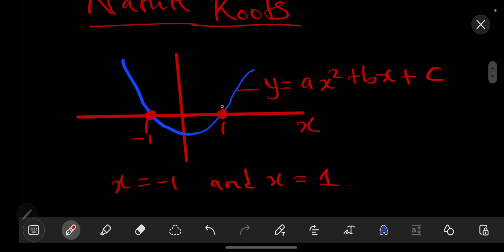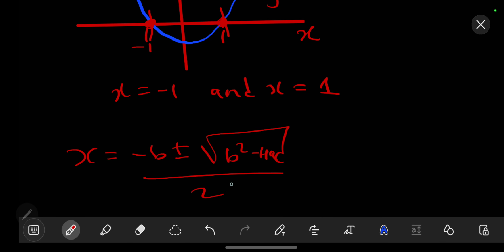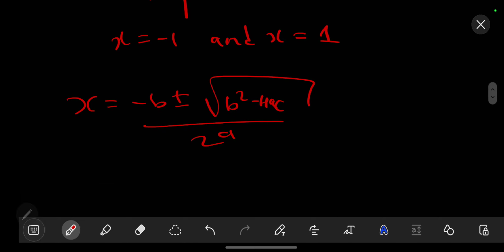Now, how do you find the x values at these 2 points? By using the quadratic formula, knowing that x should be equal to -b plus or minus the square root of b squared minus 4ac over 2a, like that. So knowing that this is our formula, how do you determine the nature of the roots?